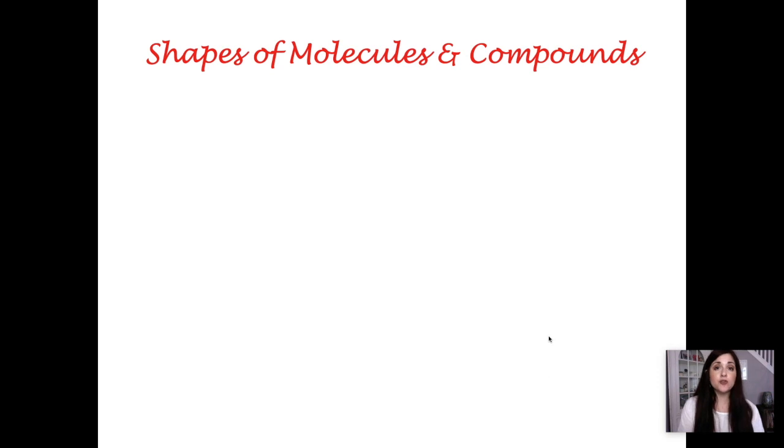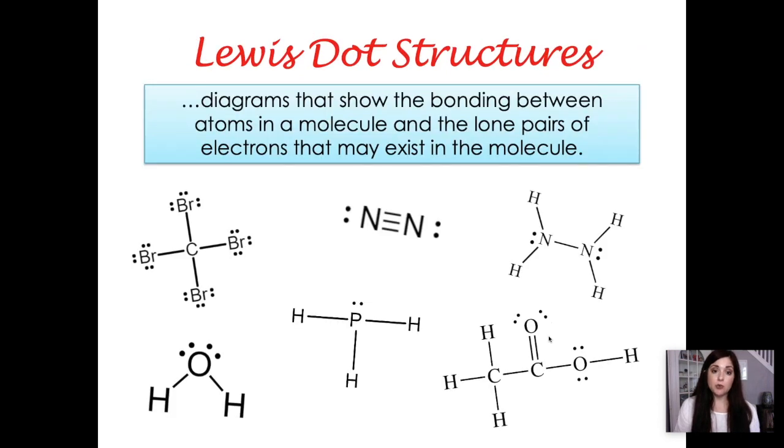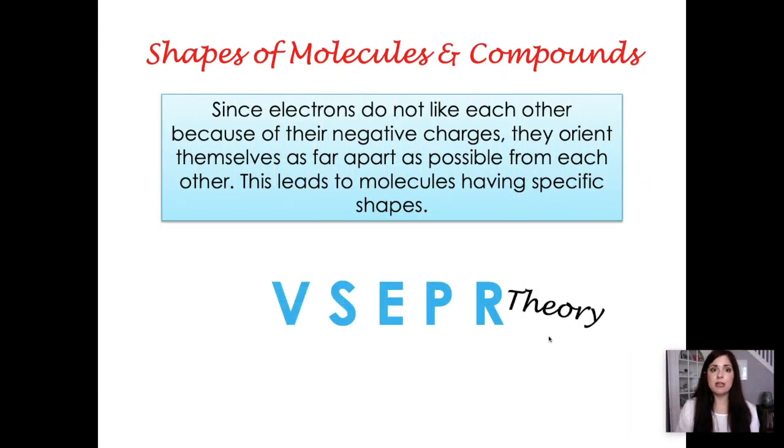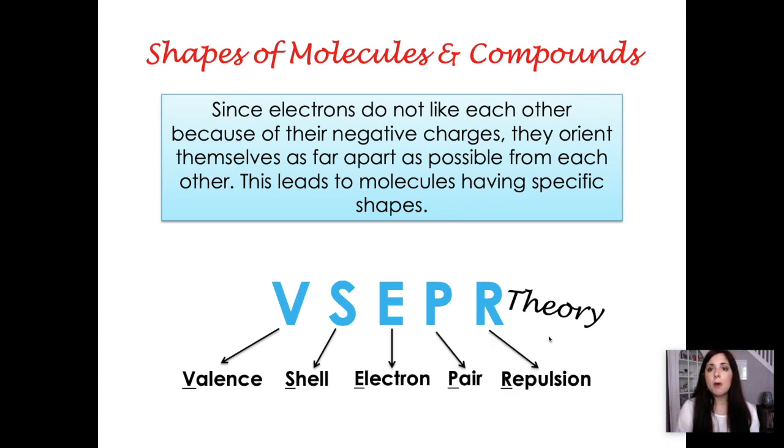When we draw those Lewis dot structures, we can help to determine the shape of those particular molecules and compounds. We're going to talk about everything now, and we're going to put it all together at the very end and do some practice problems. The shapes of these molecules matter because they help us to determine why certain molecules react the way that they do. That's known as VSEPR theory, and VSEPR stands for valence shell electron pair repulsion.